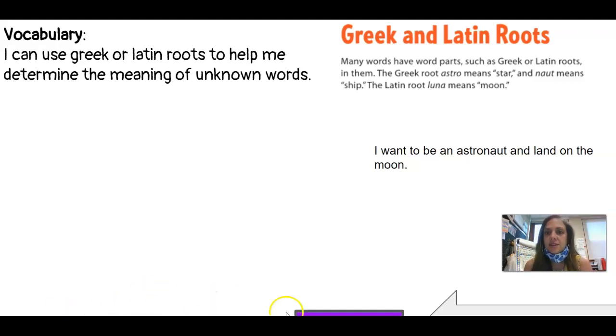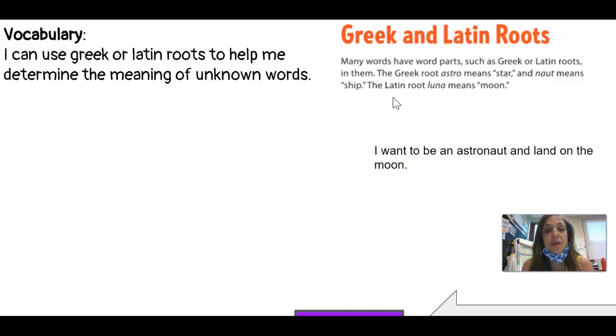So here is a little resource right here. Many words have word parts such as Greek or Latin roots in them. The Greek root astro means star, and naut means ship. The Latin root luna means moon.